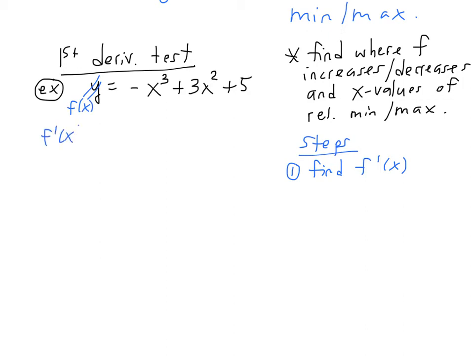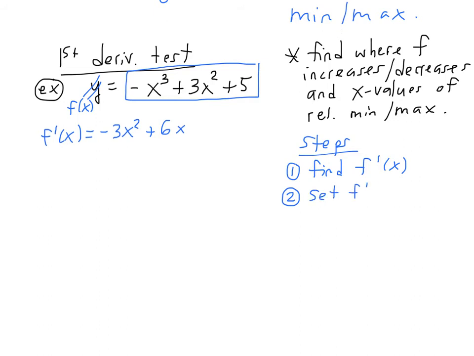So f prime of x is equal to negative 3x squared plus 6x. Okay, nice easy derivative. From there, keep in mind that we said that our points of interest, which we called critical points, are points where the derivative equals 0 or is undefined. Well, with this polynomial function, there are no points where it's undefined. So what we're going to do in our next step is to set f prime of x equal to 0 and solve. Alright, so I'm just going to say here, find critical points.